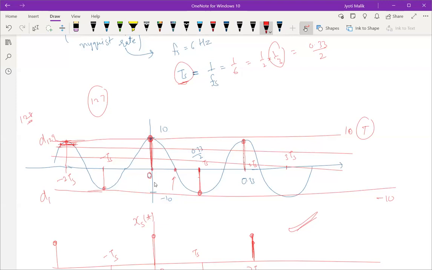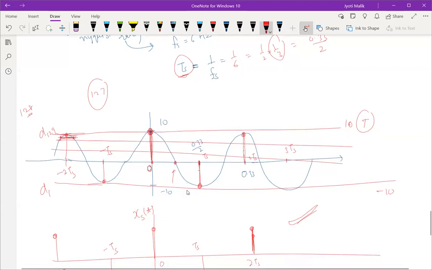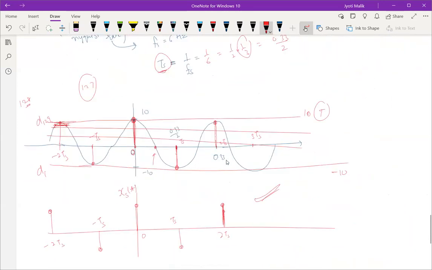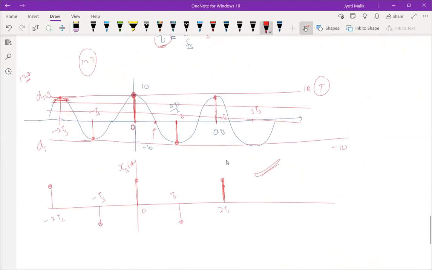Understood? If they ask you to draw the quantization diagram, they won't give you this many levels because it is not possible to draw by hand. Maximum 4 to 8 levels they'll give you, not more than 16, definitely.